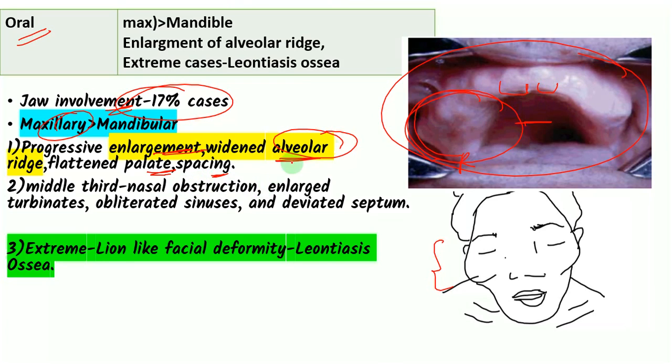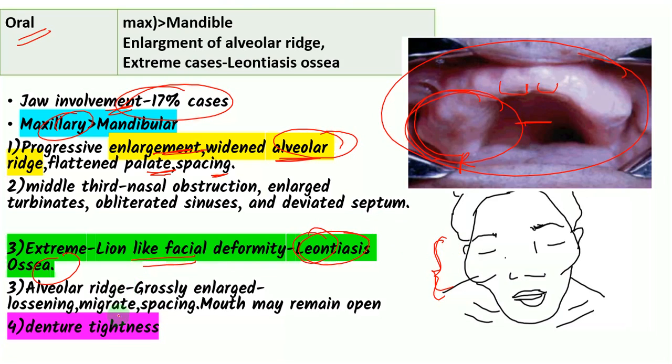In extreme cases, what can happen is the middle third of the face, especially, can grow to such grotesque proportion that it can give you a lion-like facial deformity, right? So this is called leontiasis ossea. Leon indicates a lion-like facial deformity. Again, a presenting complaint might be denture tightness because of the growing jaw size and the alveolar ridge size.